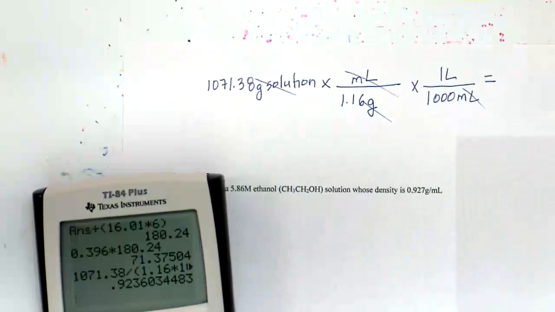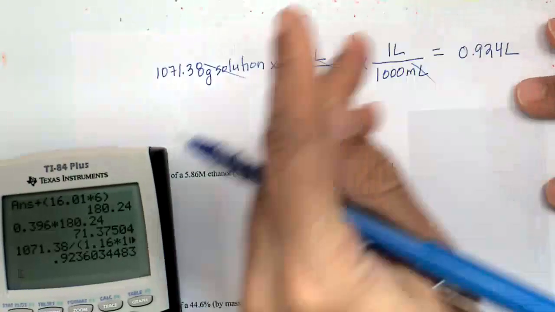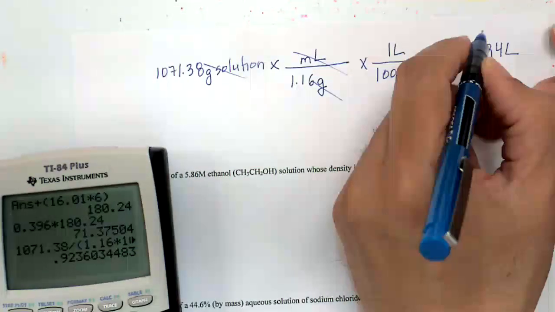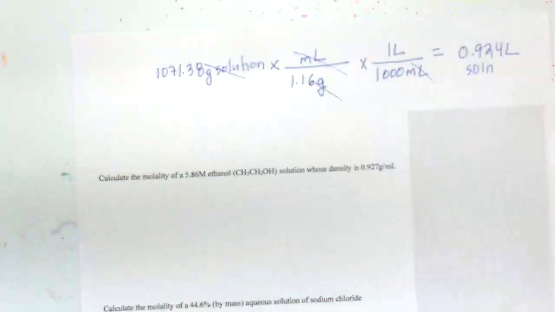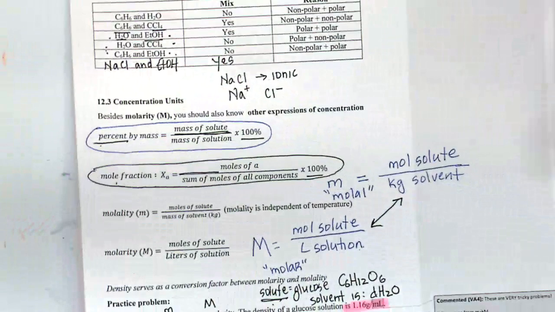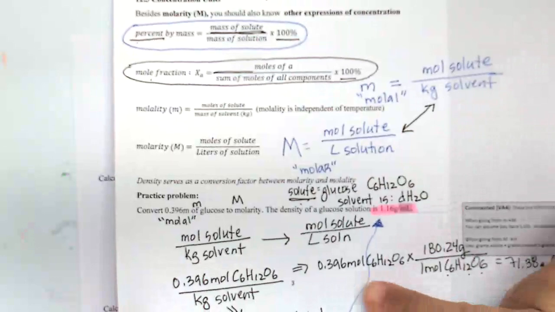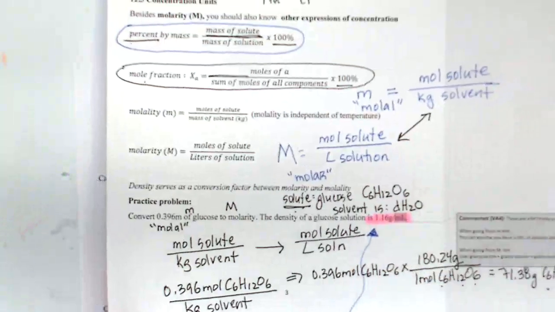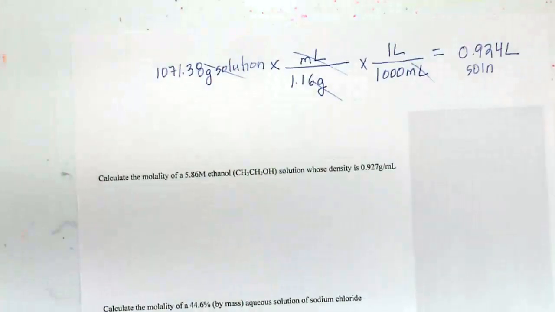Just make sure my math is okay. 0.924 liters. So this is liters of solution. Finally, I think we can solve this problem, because what is molarity? Molarity is moles of solute. What is our moles of solute? Our moles of solute is 0.396 moles. And what is our liters of solution? Our liters of solution is 0.924 liters.